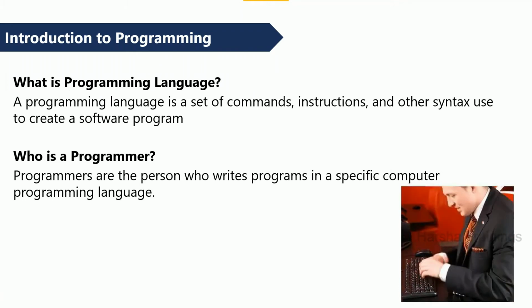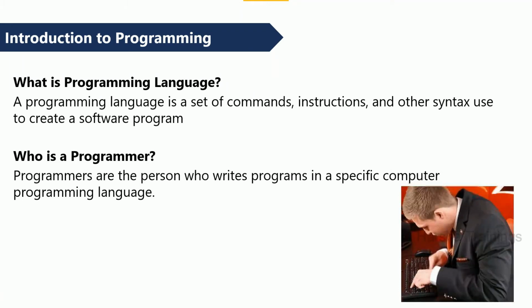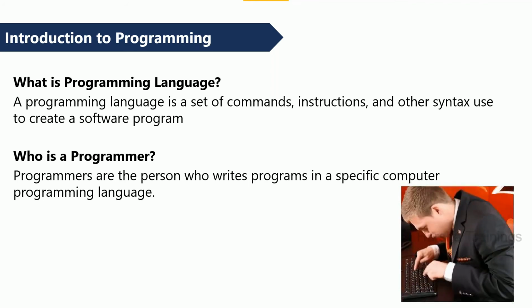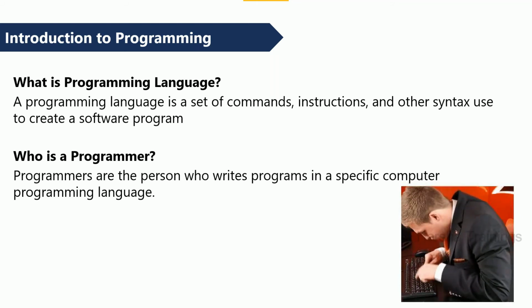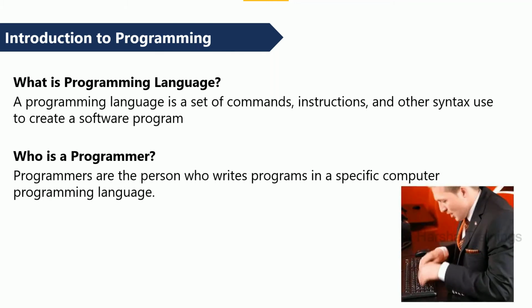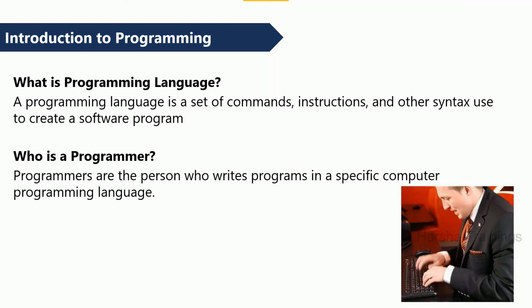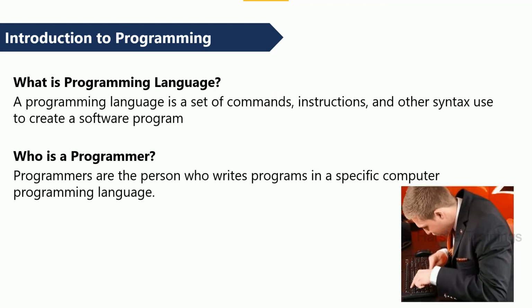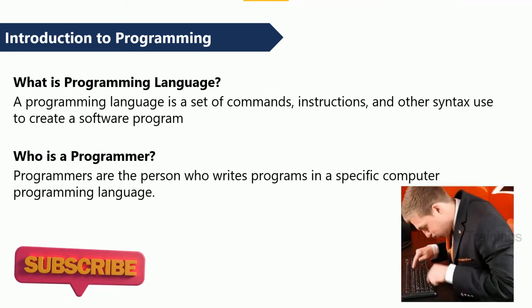What is the first step? Before going to any programming language, you have to know how to write an algorithm. Once you know the writing of an algorithm, then you move into programming. What is a programming language? Whether it is C, C++, Java, Python, whatever it is, a programming language is simply a set of commands or instructions. It follows some syntax to create a program or to develop a software.